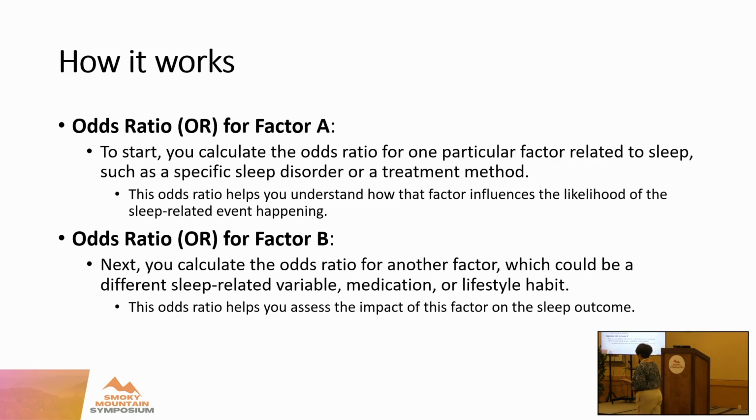So how it works. You have your odds ratio for factor A, and to start, you calculate the odds ratio for one particular factor related to sleep, such as a specific sleep disorder or a treatment method. And this odds ratio helps you understand how that factor influences the likelihood of the sleep-related event happening. For odds ratio factor B, you calculate the odds ratio for another factor, which could be a different sleep-related variable, medication, or lifestyle habit. And this helps you assess the impact of this factor on the sleep outcome, rather.